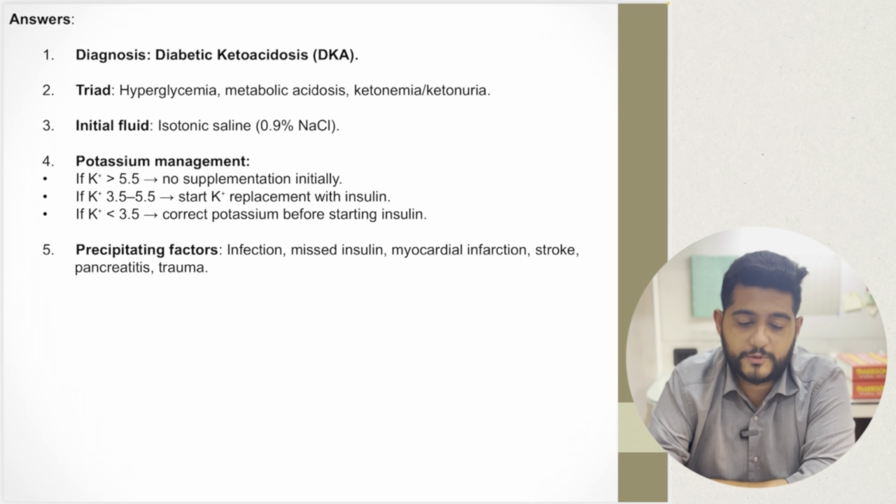Potassium management: if the potassium is more than 5.5, no supplementation initially. If it is around 3.5 to 5.5, that is normal, you have to start replacement along with insulin. And if it is less than 3.5, you have to correct the potassium first and then you have to start insulin. And precipitating factors are infection, missed insulin as in this case, MI, stroke, pancreatitis, trauma.